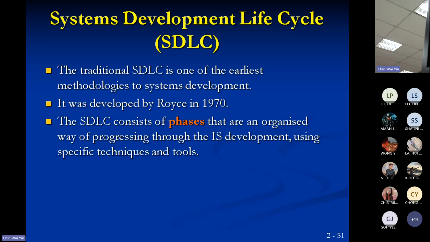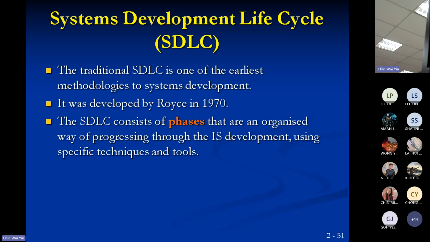So SDLC was developed around the early 1970s by Royce, to provide a guideline. To provide a proper guideline that systems developers can follow, so that it's easily understood, and anyone coming into the systems development at any time, during any phase, can follow, can quickly catch up and know what's happening.